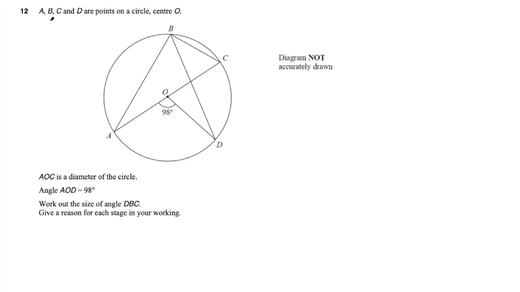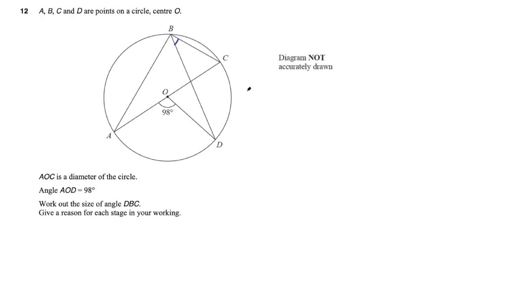This question says A, B, C, D are points on a circle center O. OAC is a diameter of the circle. Angle AOD equals 98 degrees. Work out the size of angle DBC. Give a reason for each stage of your working. So angle DBC is up here. Sorry, not that one. DBC is in here.